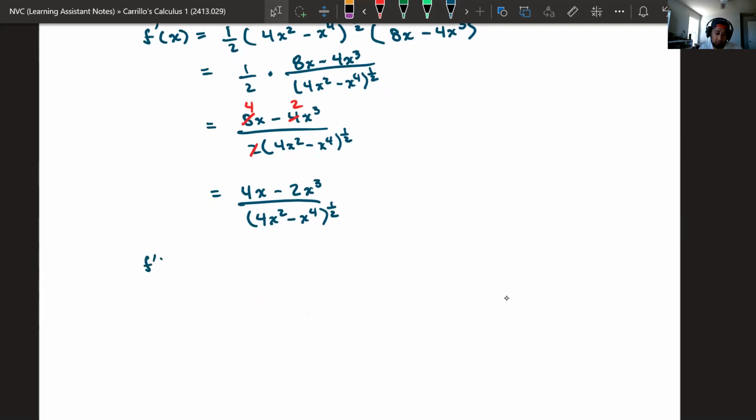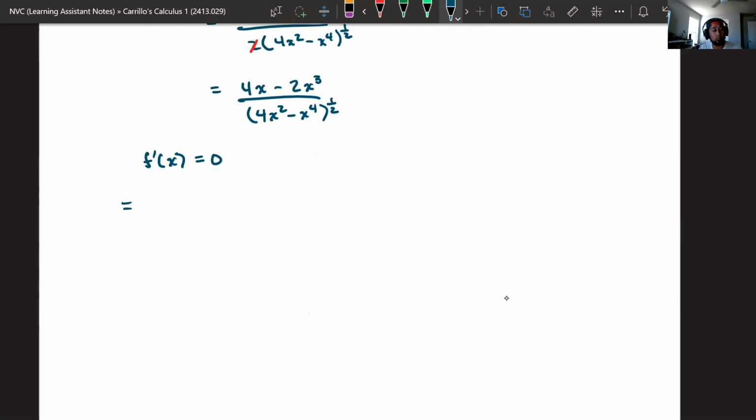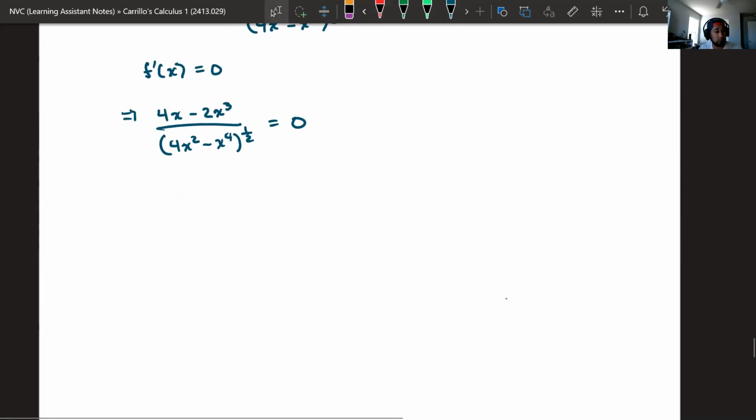Now we take our derivative, set it equal to 0. That means we have 4x minus 2x cubed over 4x squared minus x to the 4th to the 1/2, and that is equal to 0. So again, our critical numbers can come from both our numerator as well as our denominator. So for our numerator, we have 4x minus 2x cubed is equal to 0.